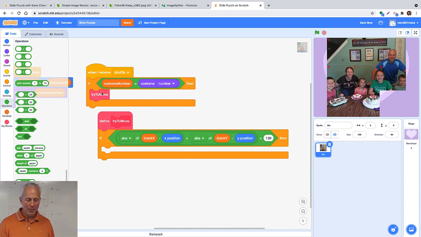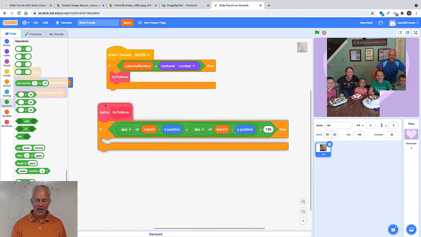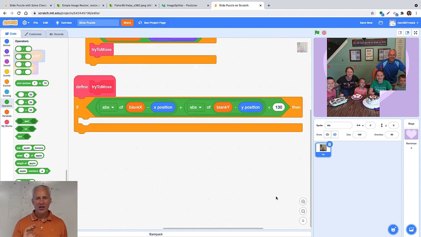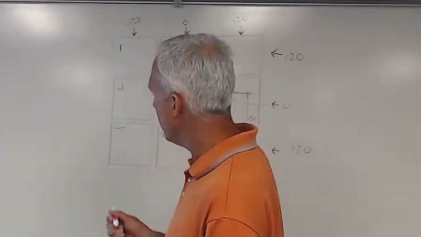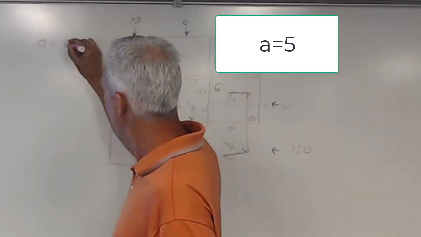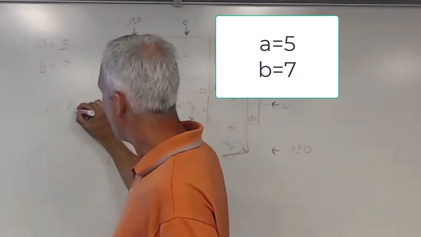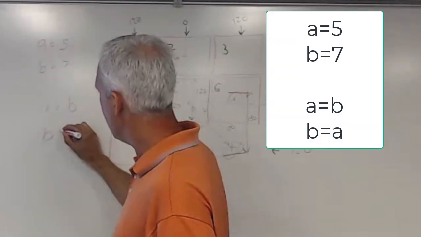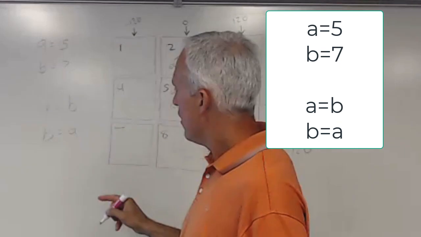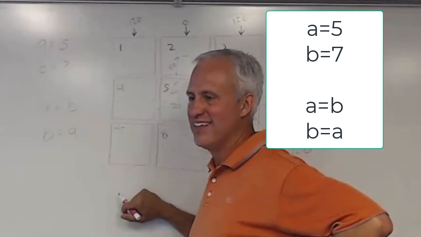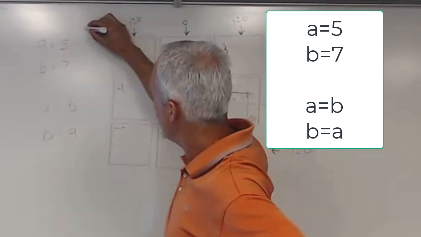Now what happens if we are a match? If we're a match, we've got to swap with the blank. Swapping is a very popular thing that happens in computer science. So let's say I had two variables, A is 5 and B is 7. If I wanted to swap them, I could say that A is equal to B and B is equal to A. Campers, would this work in code? No. This is an interesting problem that happens in code.